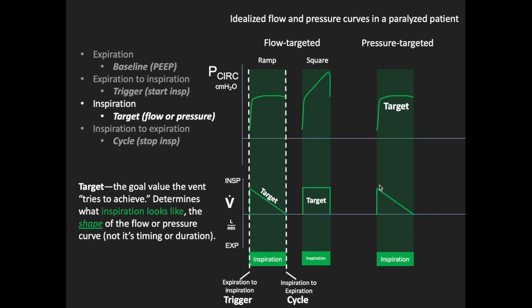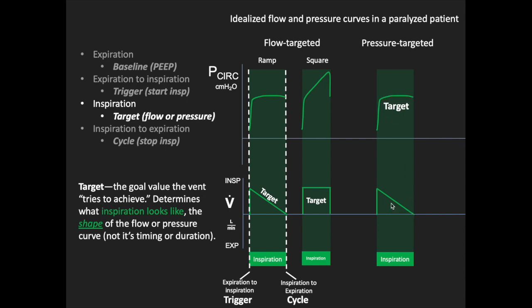As inspiration goes on, in order to maintain its pressure target, it has to readjust how much flow it's giving. In this case, the patient is paralyzed, so the only way to maintain a constant level of pressure throughout inspiration is by giving a flow shape that is decelerating, and that has to do with the mechanics of the patient's lung and chest wall. As you give more and more volume into the patient, you have to provide less and less flow if you want to maintain a constant airway pressure.